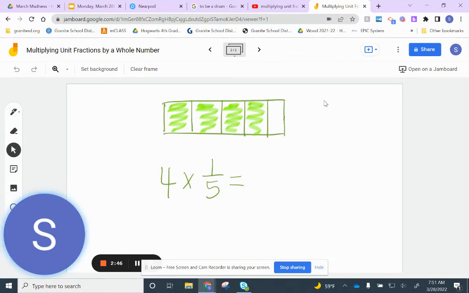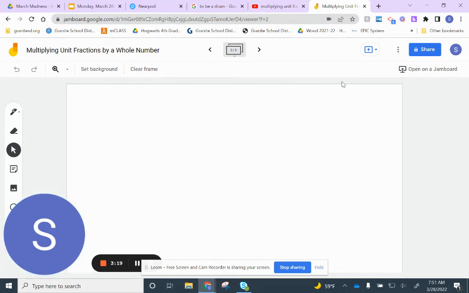Okay, so I'm going to give you the answer. You can either see that there's 4/5, or you can know that 4 times 1 is 4, and we leave the denominator alone. So when we're multiplying fractions, we are only multiplying the numerator. And that's all we're doing in fourth grade, is we're multiplying the numerator. So 4 times 1/5 equals 4/5. Pat yourself on the back if you got that correct. And we're going to move on to our next unit fraction problem.